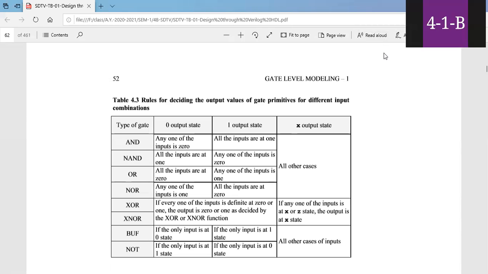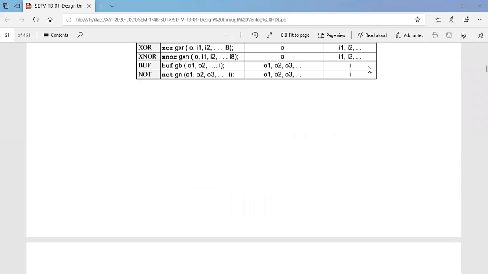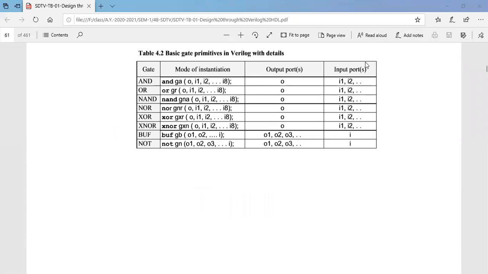Okay, in the previous class, we were discussing the different types of gate primitives in Verilog. There we have seen the AND gate.